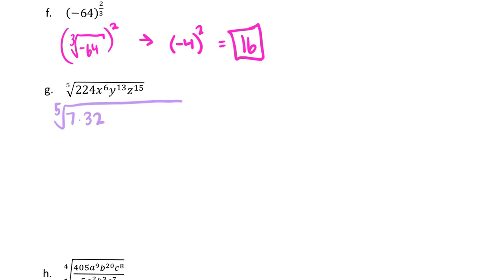Then I have x to the 6th. 5 does not divide in evenly to 6. So I'm going to start working my way down. 5 does go into 5 though. So if I have x to the 5th, I need one more x to make that x to the 6th. Then I have y to the 13th. 5 does not divide in evenly to 13, but it does divide into 10, leaving me with 3 y's left over. And then we have here z to the 15th.